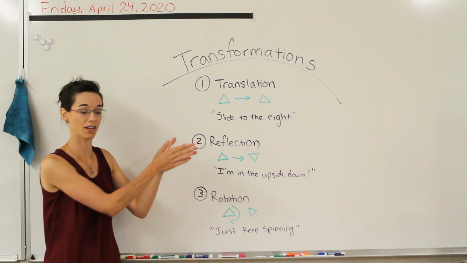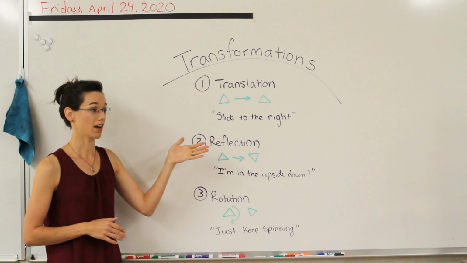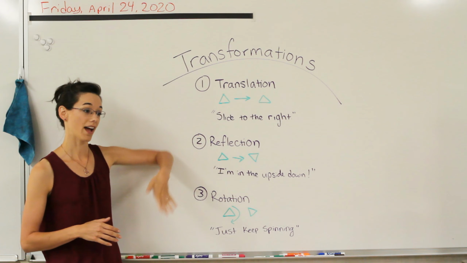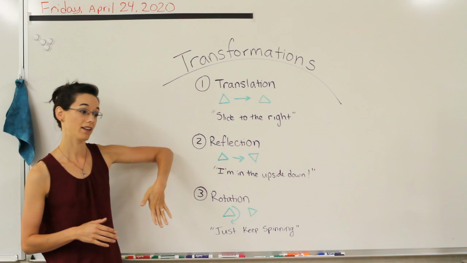If you reflect something on any axis, down, side to side, diagonally, if you flip it on that axis, it's a reflection. And you can think of the phrase, I'm in the upside down! The third one is rotation. This one might be the easiest. But if you put a point anywhere on the shape and turn it around that point, it's a rotation.